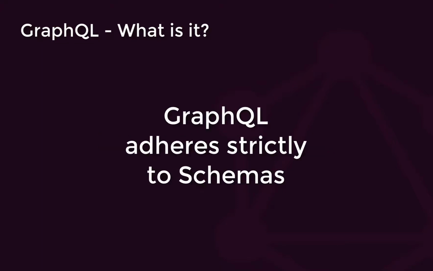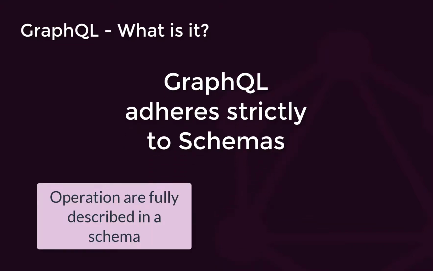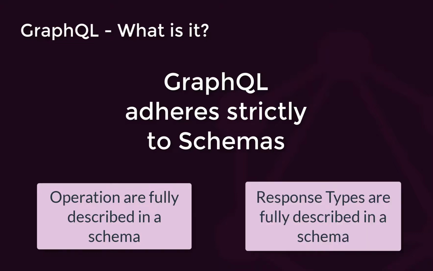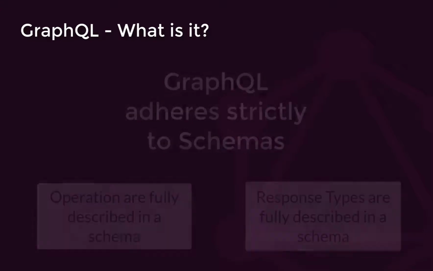GraphQL is a strictly schema-based interface. There is no guessing about what operations a data server will expose, and there is no ambiguity about what fields an operation can return. Every operation that a GraphQL server accepts must be described in a schema. Likewise, the fields available to be returned from any given operation must also be completely described in a schema. So what does a schema look like?